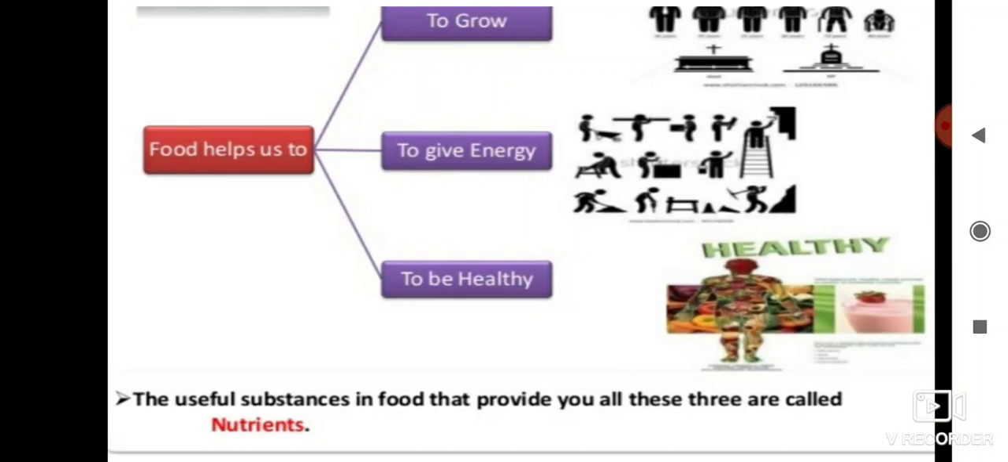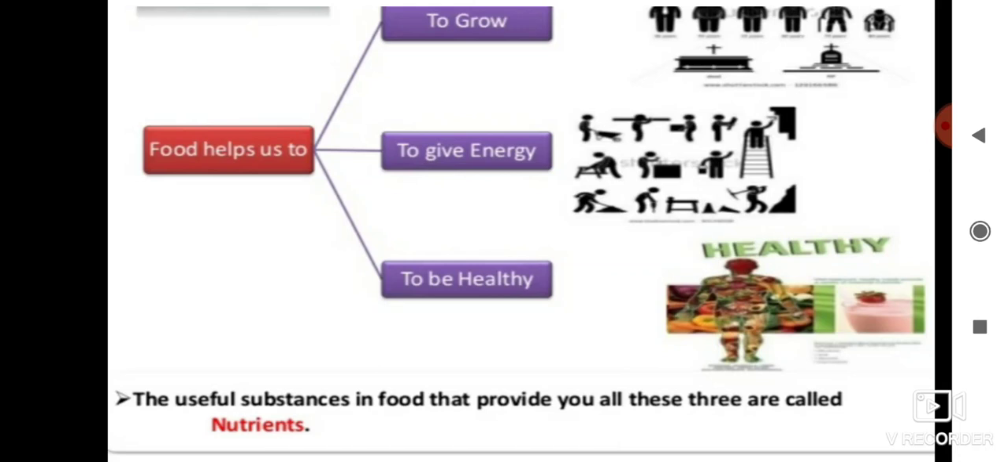Apart from that, food helps us to be healthy. That means, suppose your body gets injured, or you are suffering from some disease or some health problems. To recover from health problems, you need to have food.